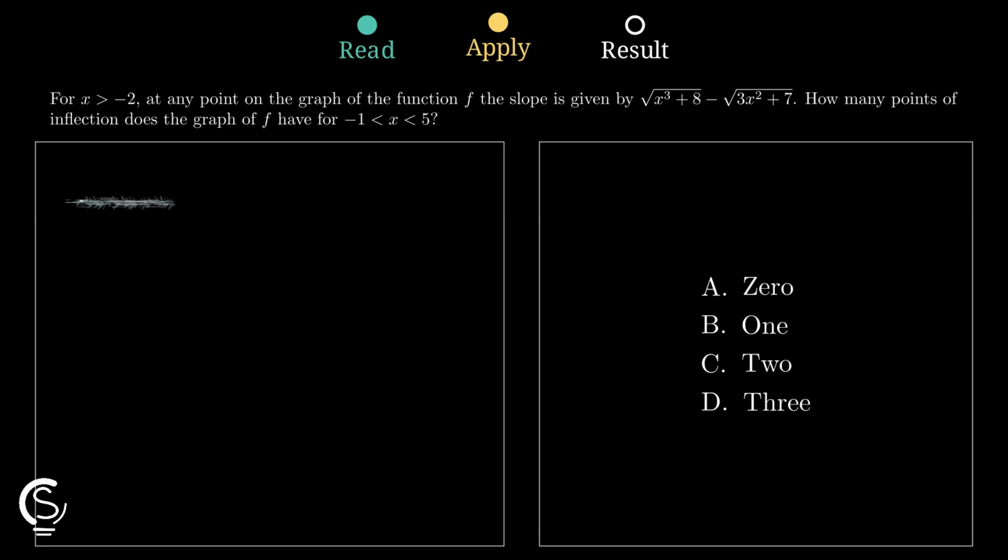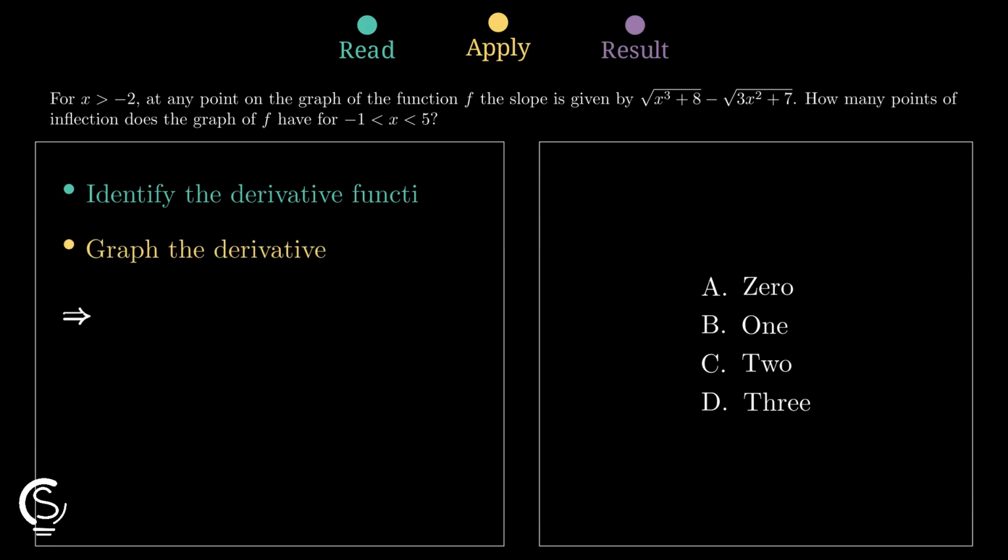Next, we graph this derivative function on our calculator for the interval between -1 and 5. We are looking for the local extrema where the slope of this graph is 0. Finally, we count the peaks and valleys. There are exactly 2 local extrema, meaning we have 2 points of inflection. Option C is correct.